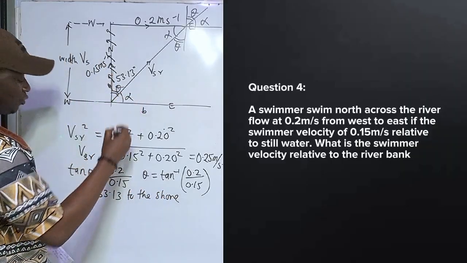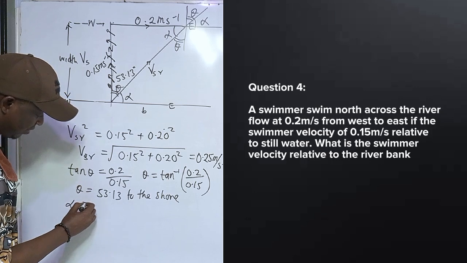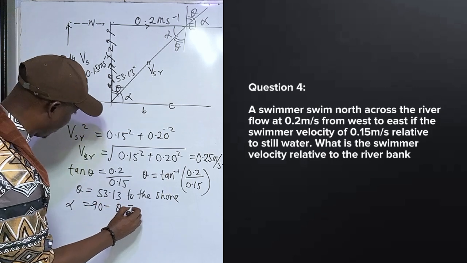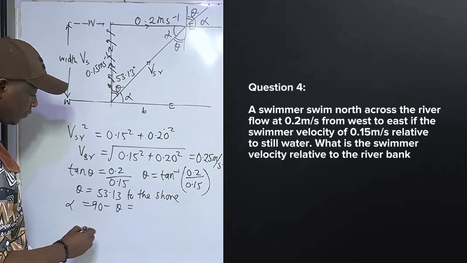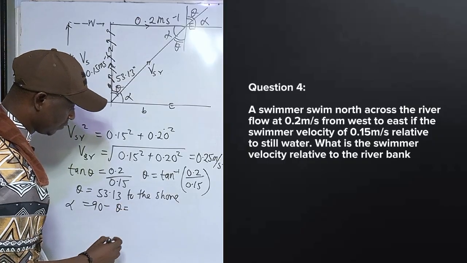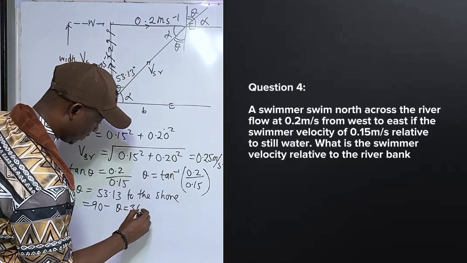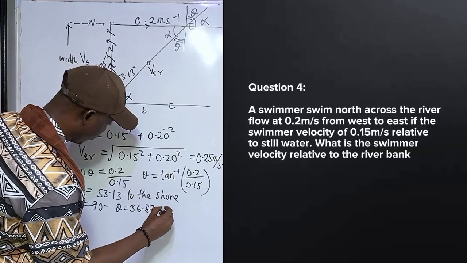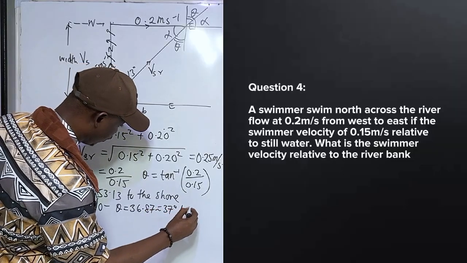To the bank, it will not be alpha, this theta. It will not be theta, it will be 90 minus theta. What do you have? Angle to the shore, approximately 37 degrees, to the bank.